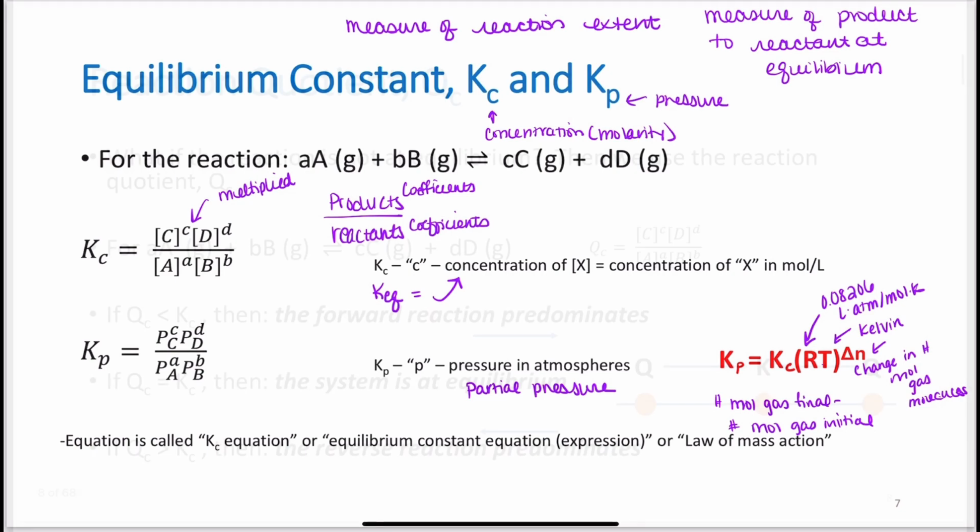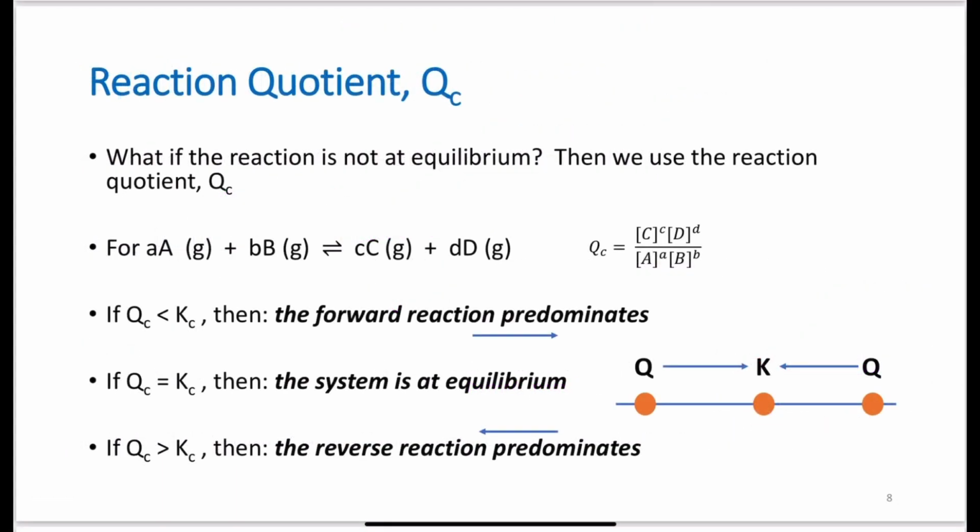We also have a reaction quotient, or Qc. Qc is very, very similar to Kc. The only difference between Qc and Kc is that Qc is at any point in a reaction. It is how much product I have to how much reactant I have at any given point, whereas Kc is only at equilibrium. So if the reaction is not at equilibrium, we use the same equation, but we calculate Qc, or your reaction quotient, instead of your equilibrium constant.